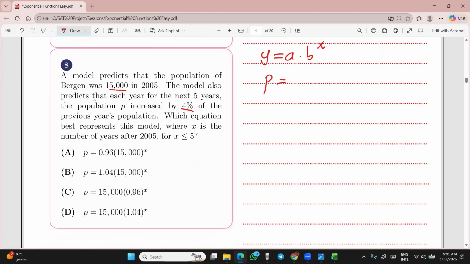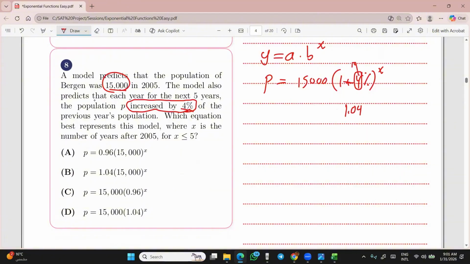A is the initial amount, which is 15,000. And b is associated with this, increased by 4%, 1 plus 4%. And in the exponent, we just write x. So what is 1 plus 4%? 1 plus 4% is 1.04. Whenever you have a number with 1 digit, plus 1, write 1 plus 0.04. So the answer is 1.04.